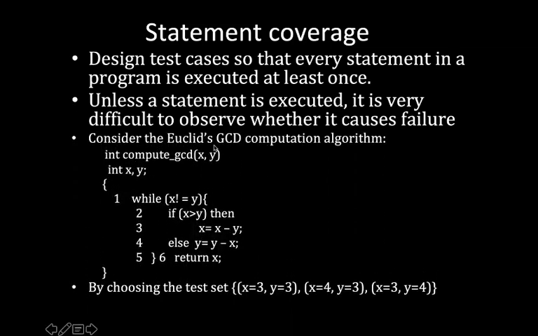We have an algorithm to compute the GCD, Euclid's GCD computation algorithm. The algorithm is GCD of x comma y, with int x comma y. The first statement is while x not equal to y. In the second statement, if x greater than y, then x equal to x minus y, else y equal to y minus x should be done, and we return x.